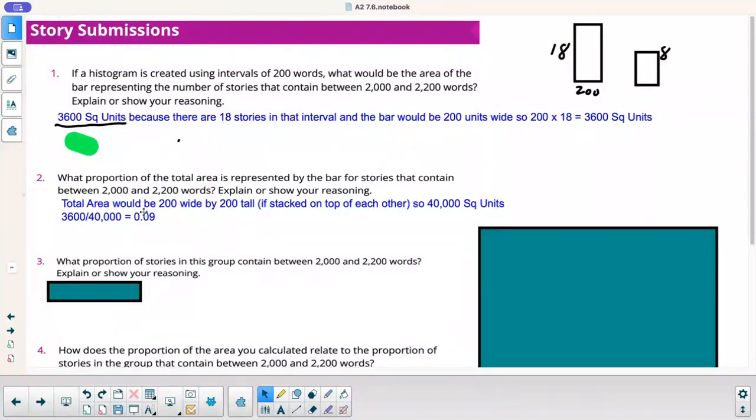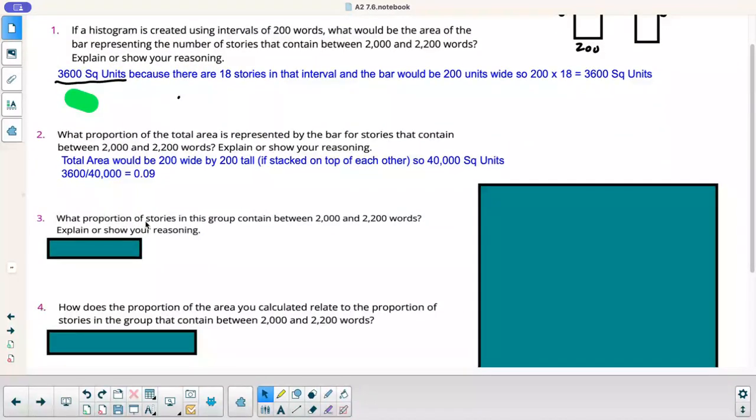ranges. So basically the total area is going to be 200 wide by 200 tall if I stack them on top of each other. So it's going to be 40,000 square units total. So the total area would be 3,600 from this bar divided by 40,000 total, which gives us 0.09. Okay.